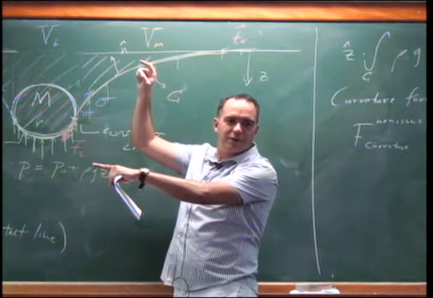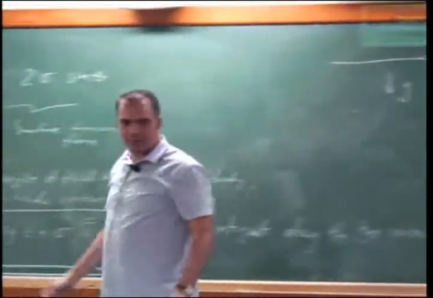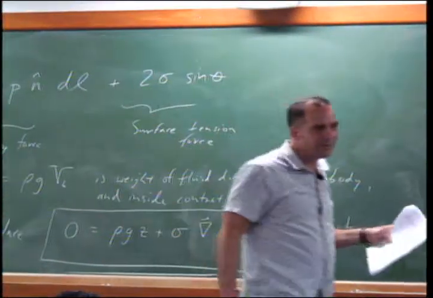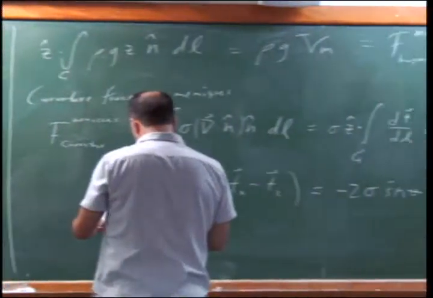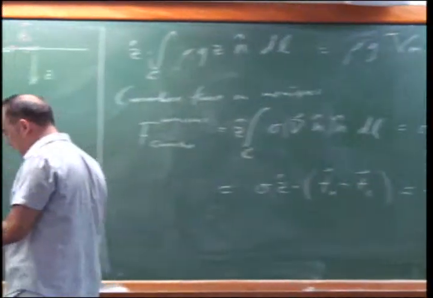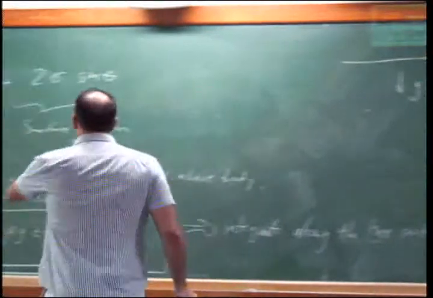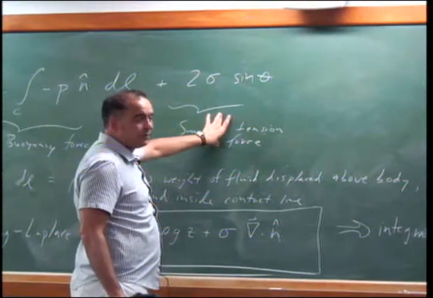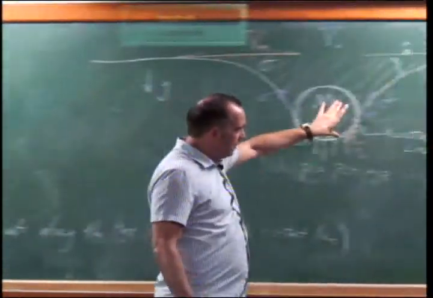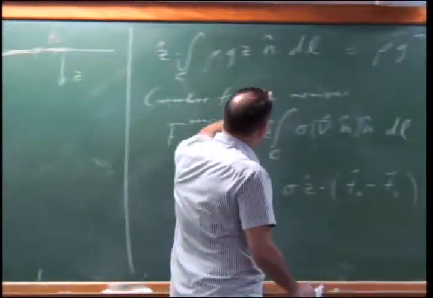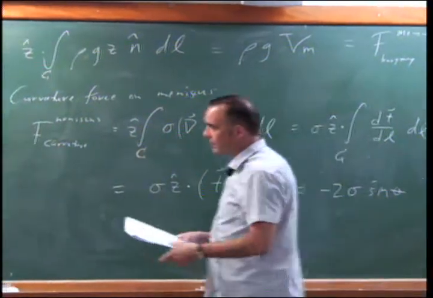Okay, so this is a useful thing to have on your fingertip. So if you want to calculate the net force resulting from an interface, you can just worry about what happens at the ends. Okay? So this is telling us this surface tension force is precisely equal to the curvature force. This is equal to the weight of the fluid displaced outside the meniscus.